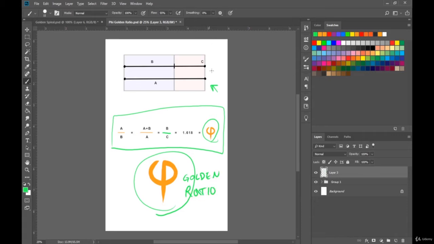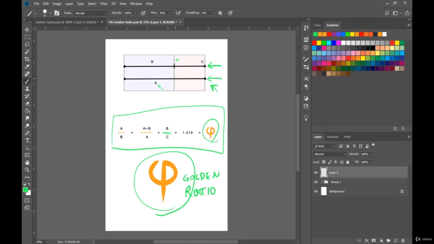Okay, so we have two line segments here. Line segment 1, line segment 2, both are the exact same length. B plus C is A. Makes sense? Same length. So what the golden ratio is: if we take this line of A and divide it at one particular point, we get a special system that works perfectly.